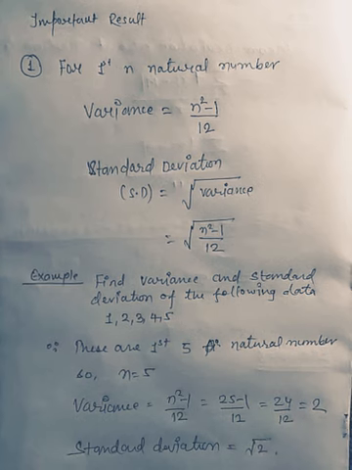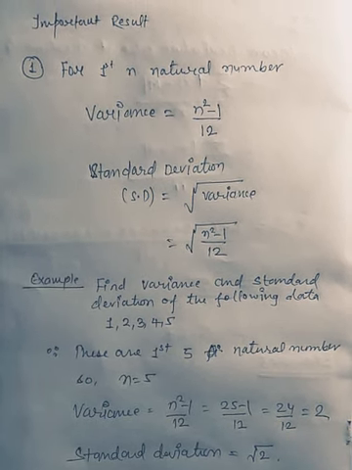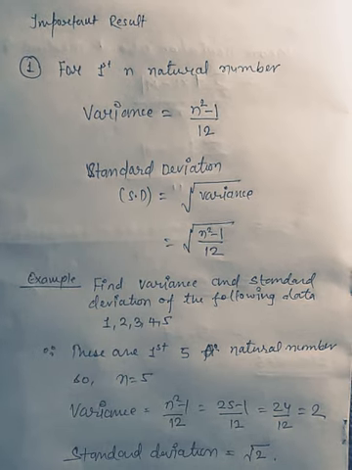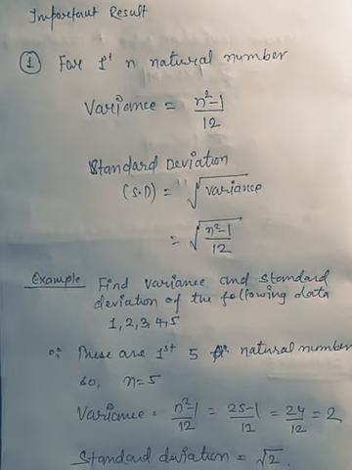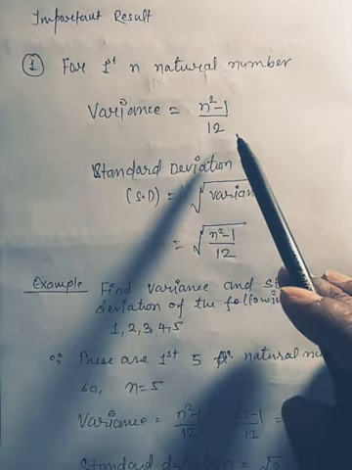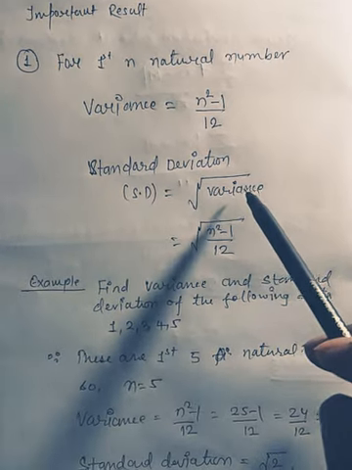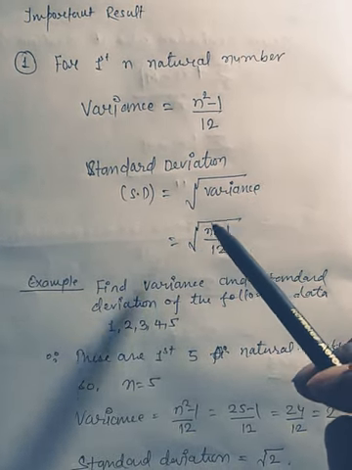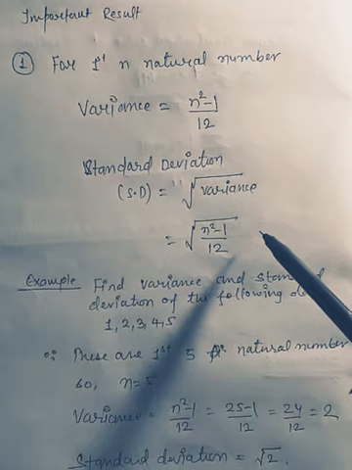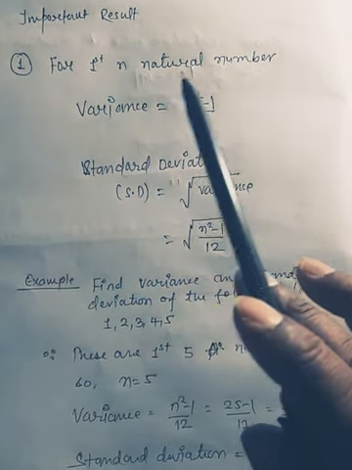An important result. For first n natural numbers, the formula of variance is n square minus 1 by 12 and standard deviation is root over variance, so we get root over n square minus 1 by 12. This formula works for first n natural numbers.